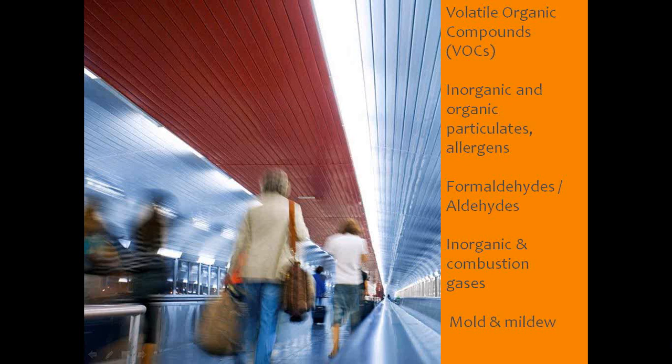Well, we also find things like inorganic and organic particles. So we mean dust, dander, pollen, allergens, bacteria, mold, and then of course there are things that come in from the outside like inorganic and combustion gases. So that means things like carbon dioxide, carbon monoxide, and then of course the things that come in from the combustion engines and vehicles that are in the outdoor environment.